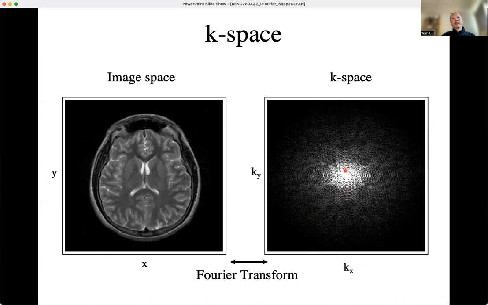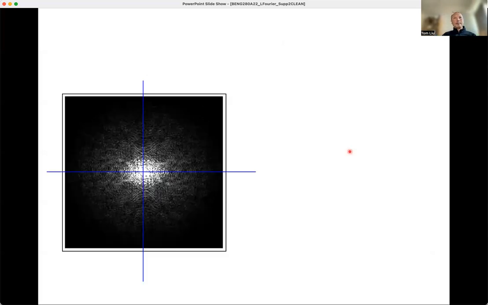And so when we talk about moving in k-space in MRI, we're talking about how we collect data moving through this space, and we call this k-space. So we want to spend some time getting familiar with what k-space looks like. And so here is k-space. This would be the kx axis. This would be the ky axis, okay?